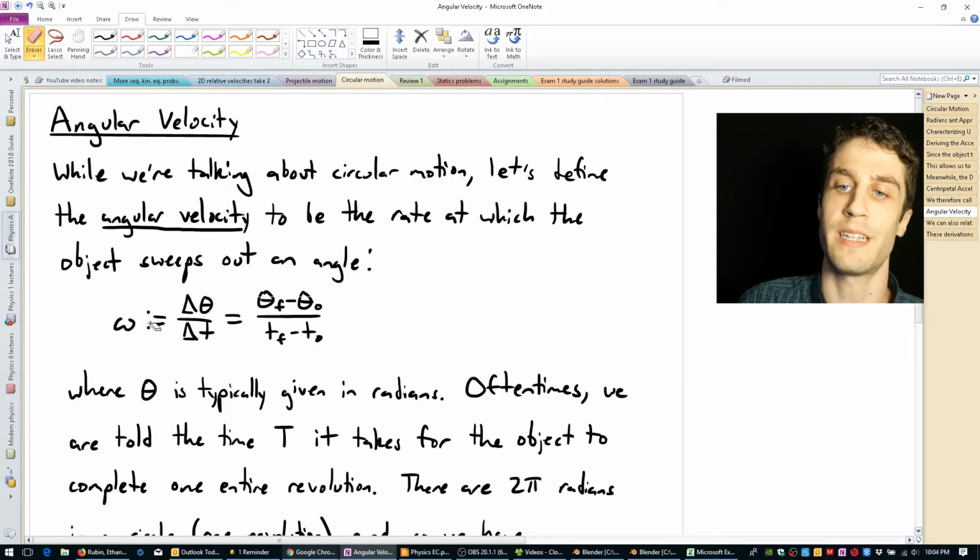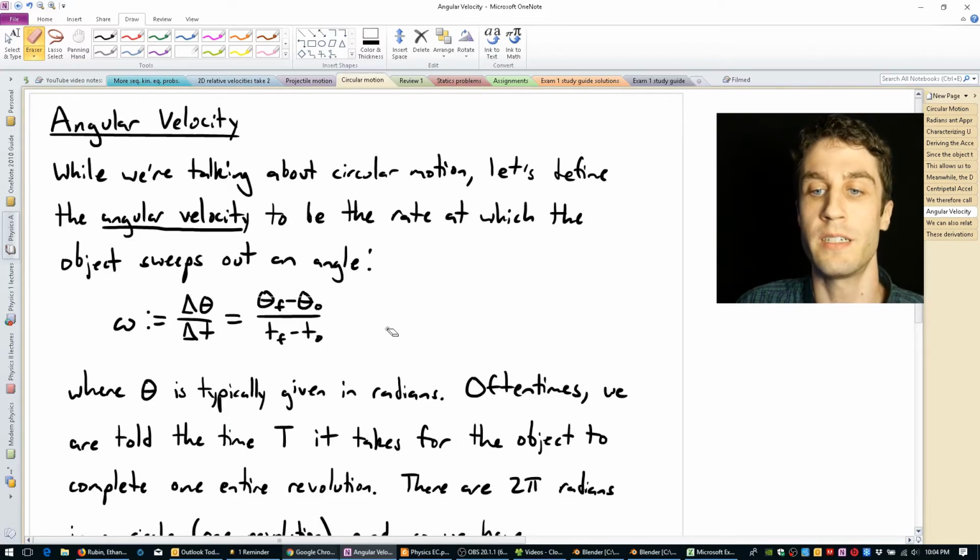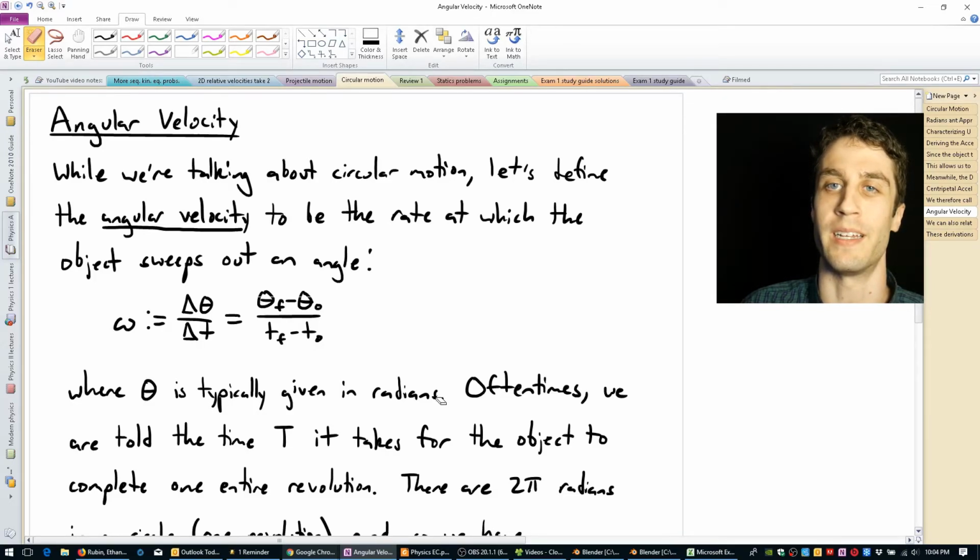Omega is defined to be, and that's what the little colon next to the equal sign means, delta theta divided by delta t. I'd like you to compare that with v equals delta x over delta t, or theta final minus theta initial divided by t final minus t initial, where theta is typically given in radians. We don't often encounter omega in degrees per second. So omega will be in radians per second because theta is in radians. So we'll get radians divided by seconds.